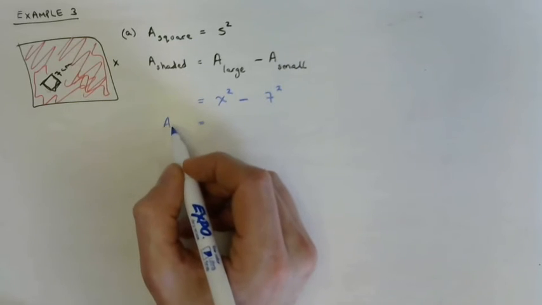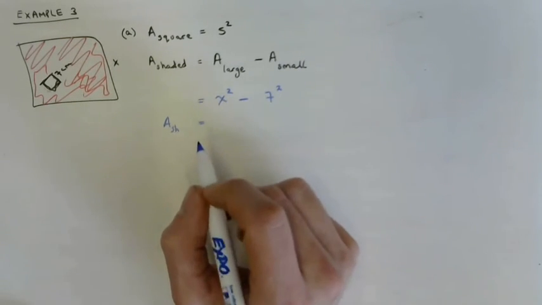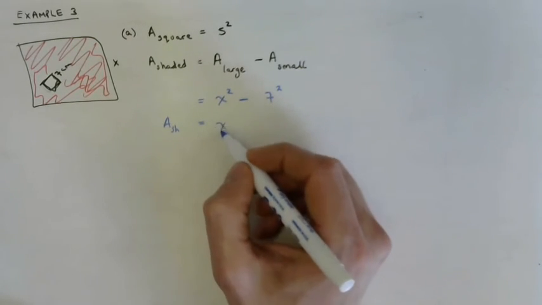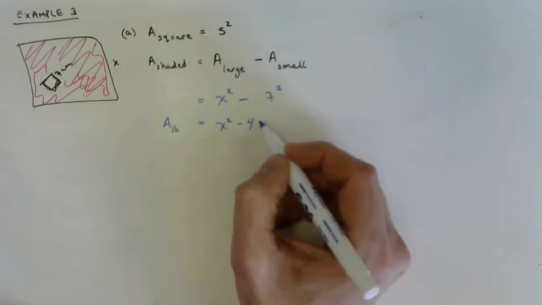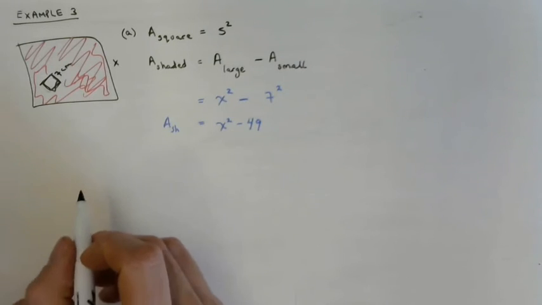So an expression for the shaded area, which is not a square anymore because we removed a piece, is x squared minus 49. That's A, done. B says, write it in factored form.